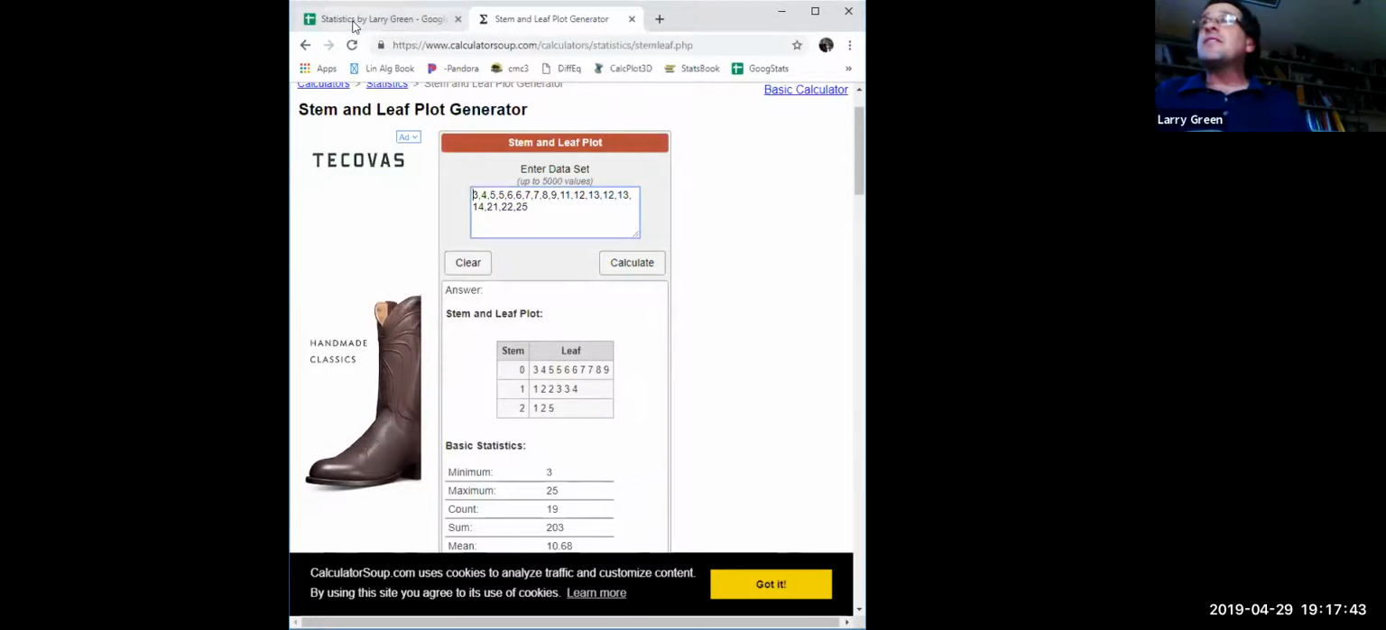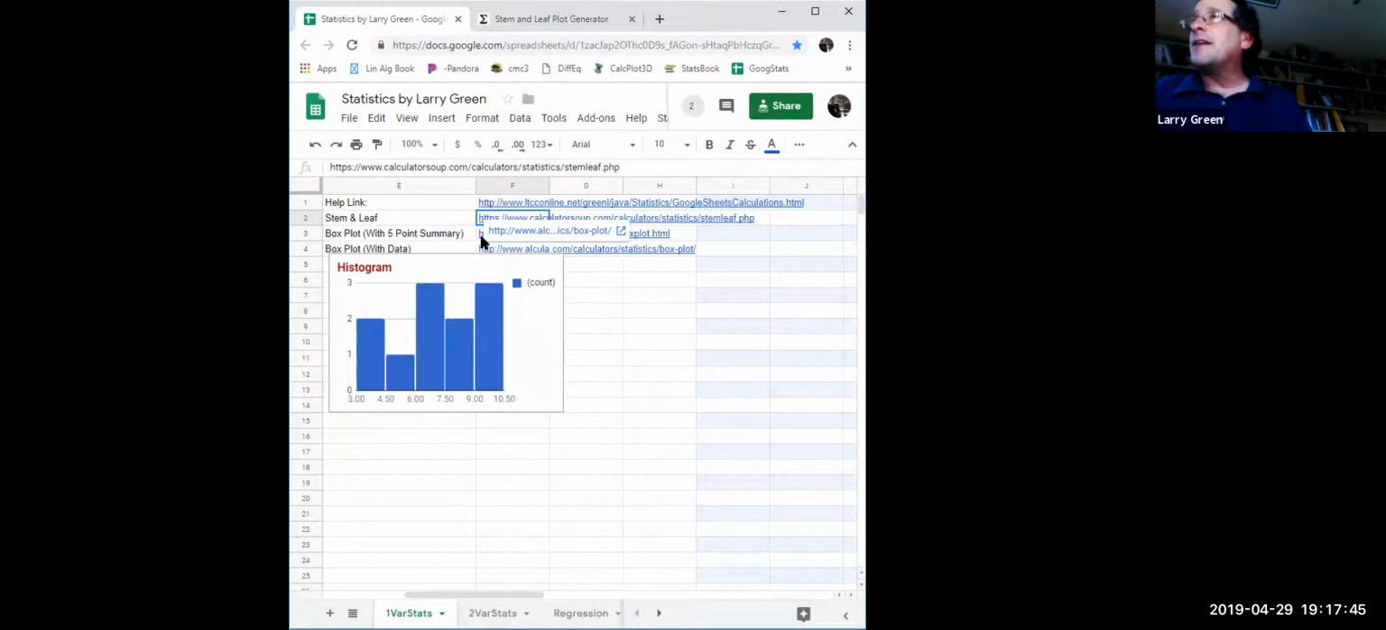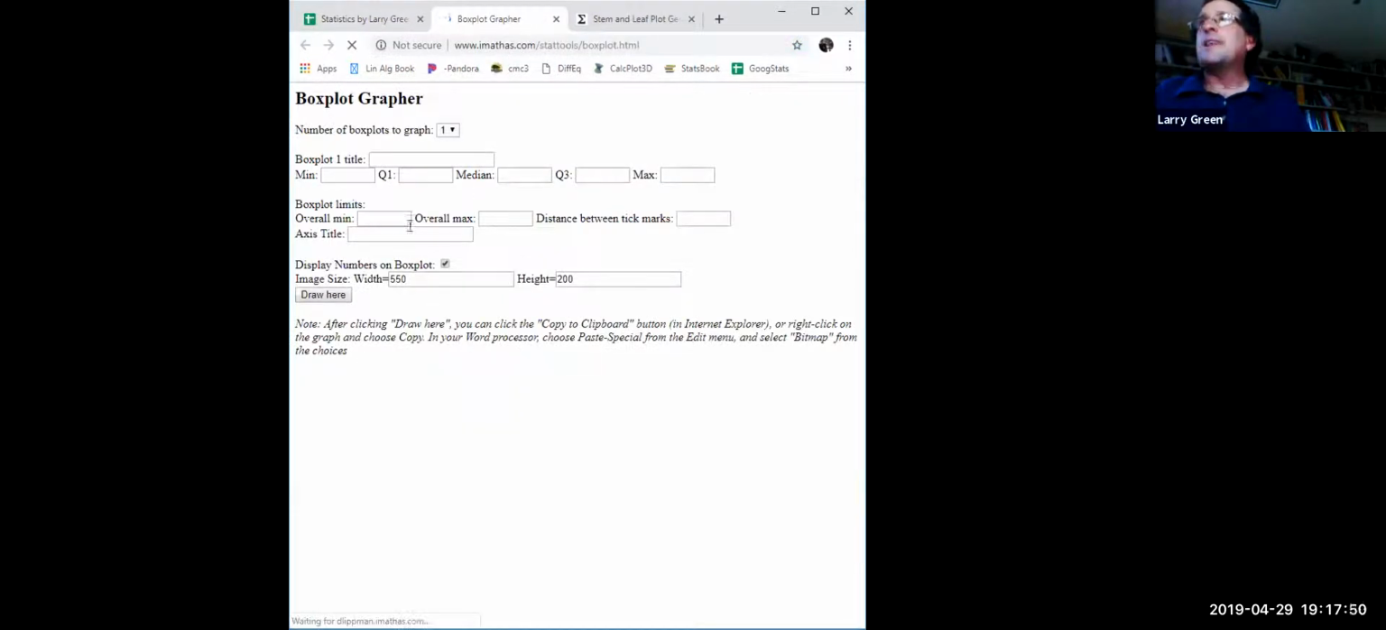Okay, and you could do the same thing. There's a box plot creator I did, and I didn't, someone else made. And same idea. Here it asks for the minimum, the quartiles, the mean, the median, the maximum, and that you can get from the spreadsheet. It's all there.